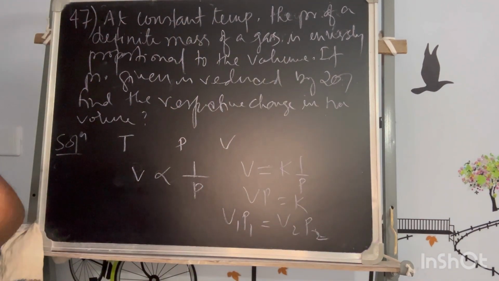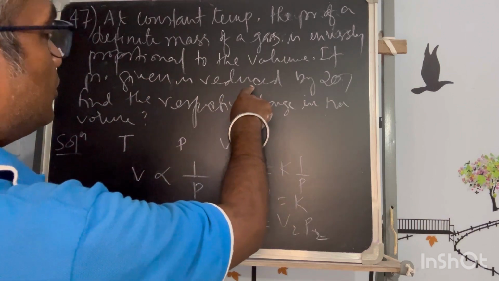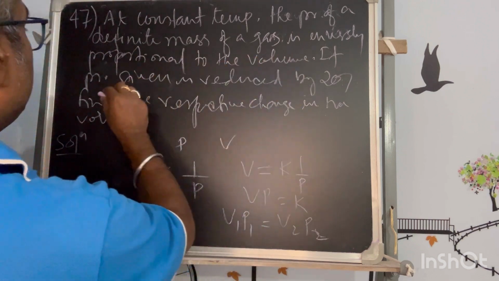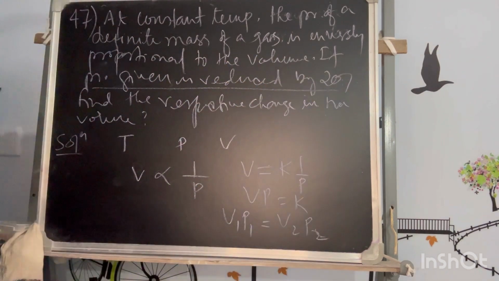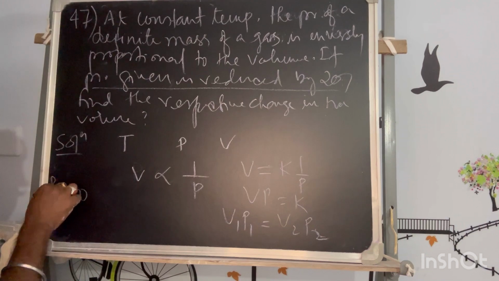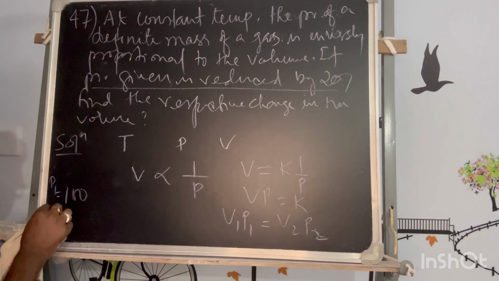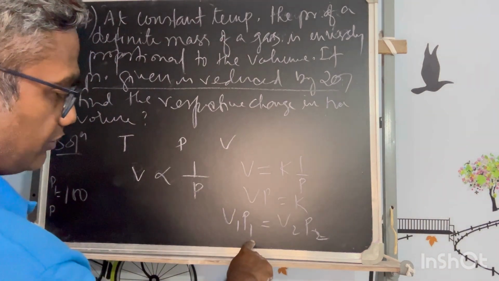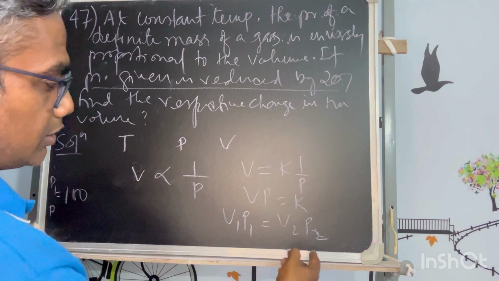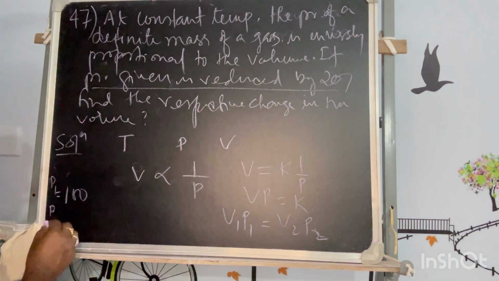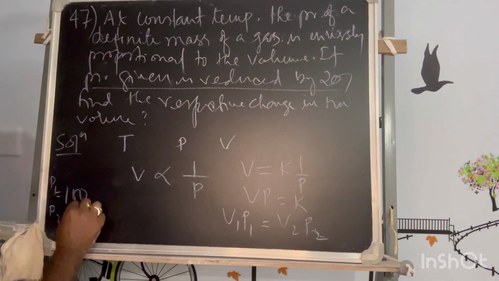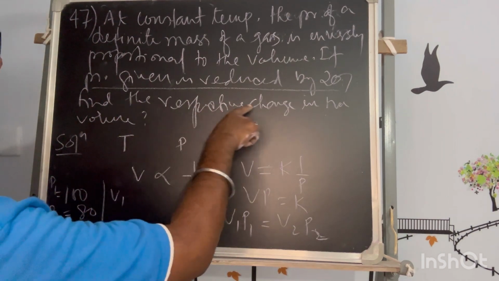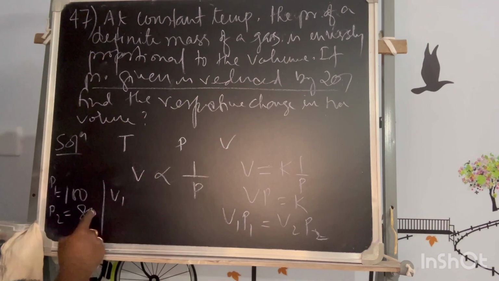So now you know. If in a given problem it is given that the pressure is reduced by 20%, that means if I say the initial pressure is P1 in any unit, I am not talking about the unit because in the ratio the unit will be nullified, since in both cases the units cancel each other. So P2 is 20% reduced, so the value after a 20% reduction will be 80. So you have to find V1 to V2.